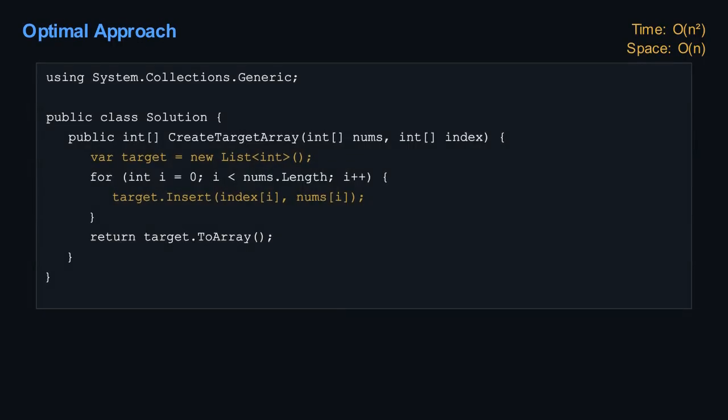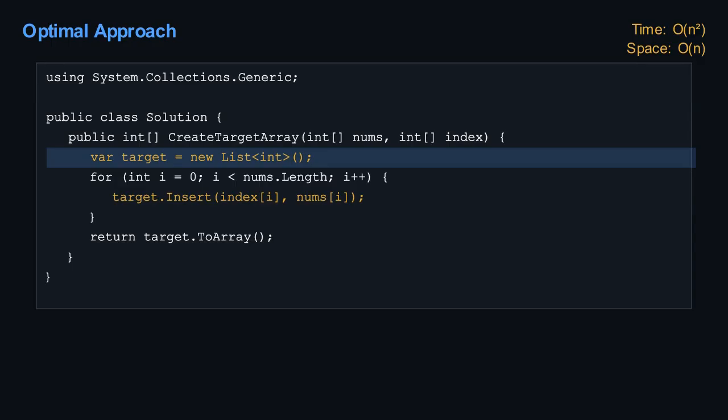The key insight for optimization is recognizing that a fixed-size array is inefficient for repeated insertions that require shifting. Instead, we should use a dynamic array data structure, like a list in C#. A dynamic array is designed to handle insertions and deletions more flexibly, abstracting away the underlying array reallocations and element shifts. When we call the insert method on a dynamic array, it internally manages the shifting of elements to the right to make room for the new element at the specified index.